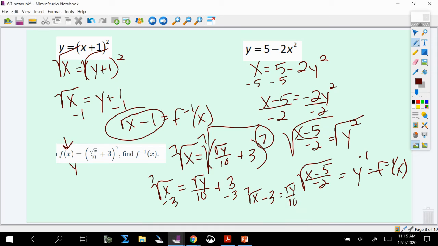My next step is to get rid of the divided by 10. So the opposite of dividing by 10 is multiplying by 10. You can either put the 10 out in front or you can distribute it through. Either way is fine. And then your last step, so I'm going to just leave it out front, I have 10 times the 7th root of x minus 3 equals the square root of y.